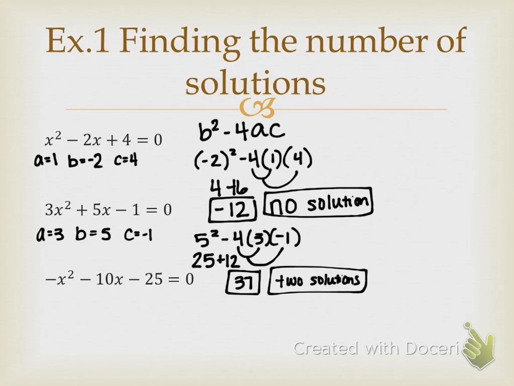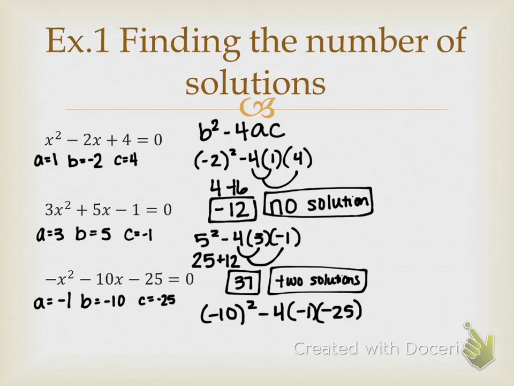All right, let's do the next one. A equals, what does A equal? Negative 1. Very good, because even though I don't see it, I know that's a 1 there, and it has a negative sign in front of it. All right, B is equal to negative 10, and C is equal to negative 25. All right, let's plug in our numbers. Negative 10 squared minus 4 times A, which is negative 1, and C, which is negative 25.